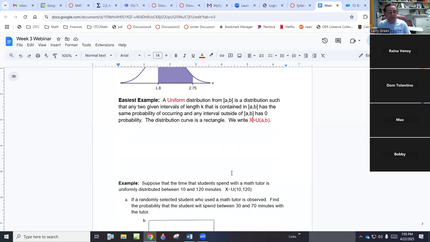Okay, so it's important to be able to do examples. Here's an example. Suppose that the time that students spend with a math tutor is uniformly distributed between 10 and 120 minutes. So we would write X tilde U, 10 comma 120. Any questions on that? By the way, if I say suppose, it means I'm making this up, but it might be true. Any questions so far?